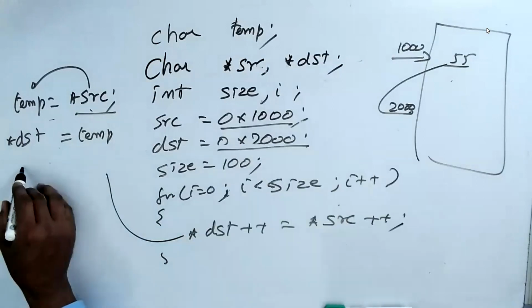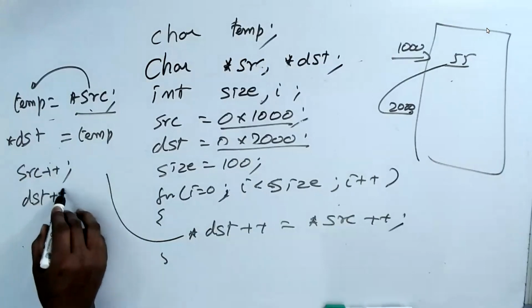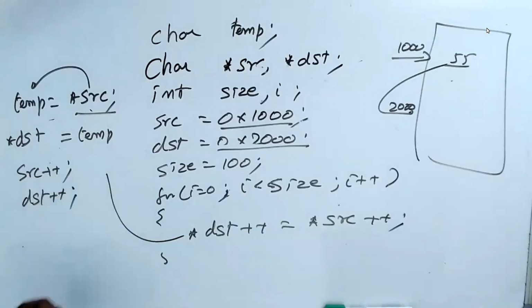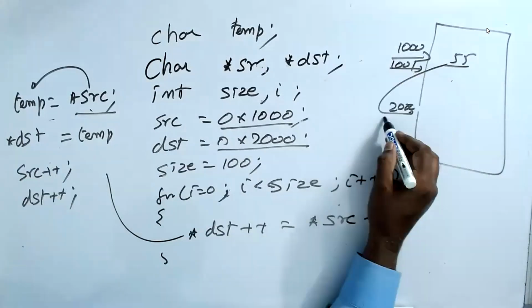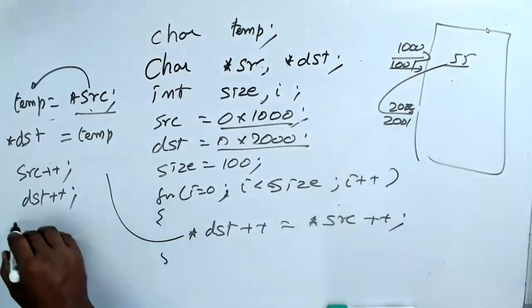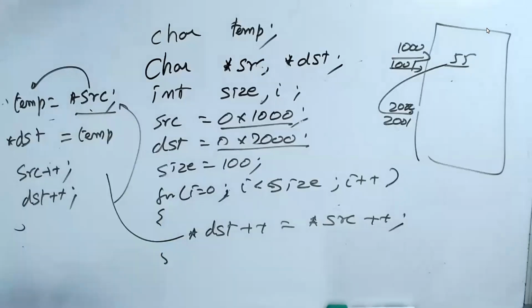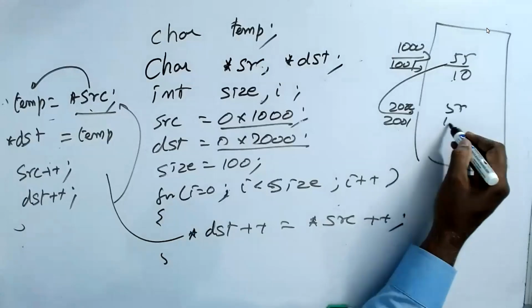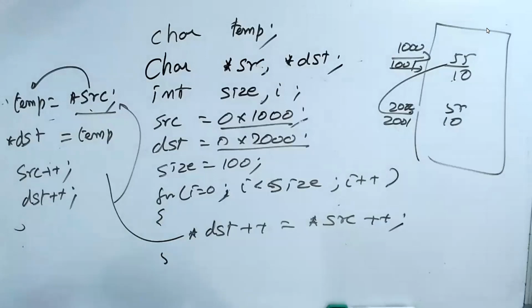Now you say source plus plus, destination plus plus. Now source becomes 1001. Destination becomes 2001. Now you go back. If you go back, it will do it once again from 2001, maybe 10. It goes on till what? I'm copying up to the size. Size is 100. So I am copying a block of memory from this to this.